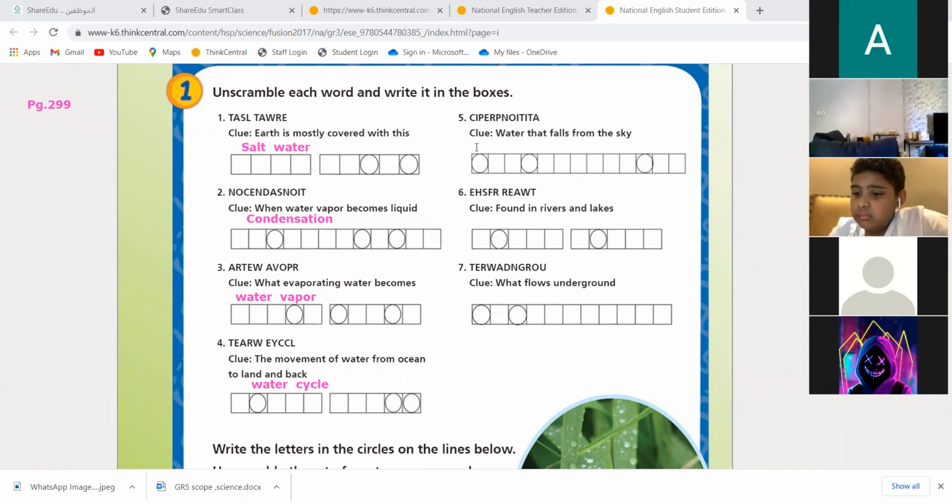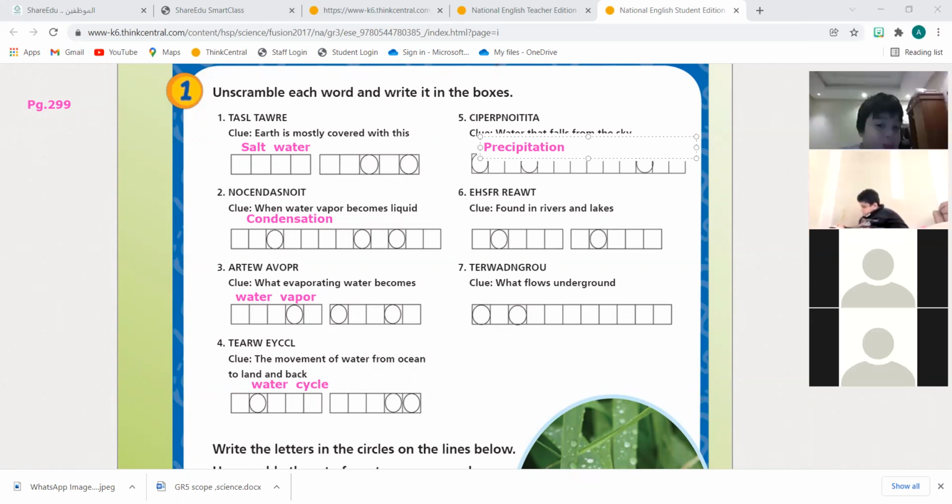When the sky is too heavy, after condensation, what happens? After condensation, what happened? Precipitation again. Precipitation. Well done. Okay. Now let's see.